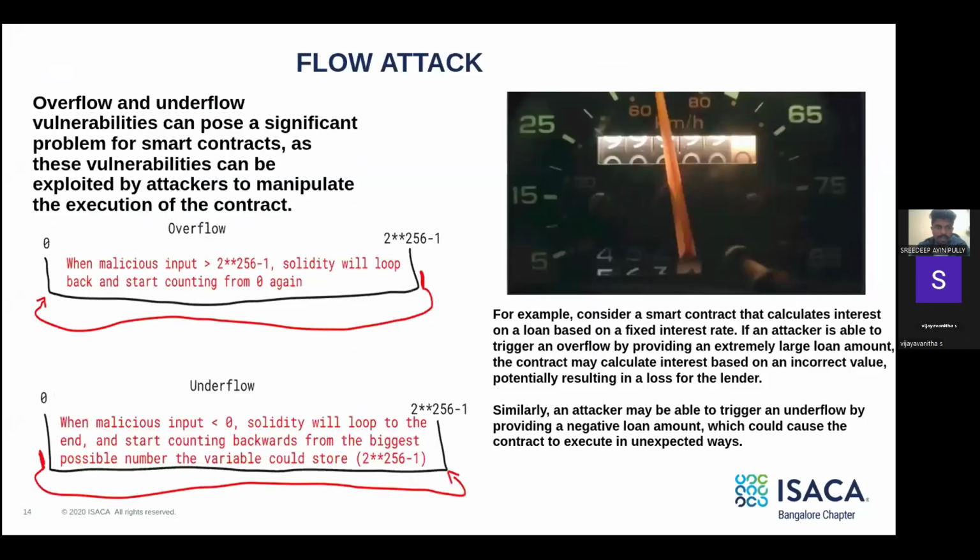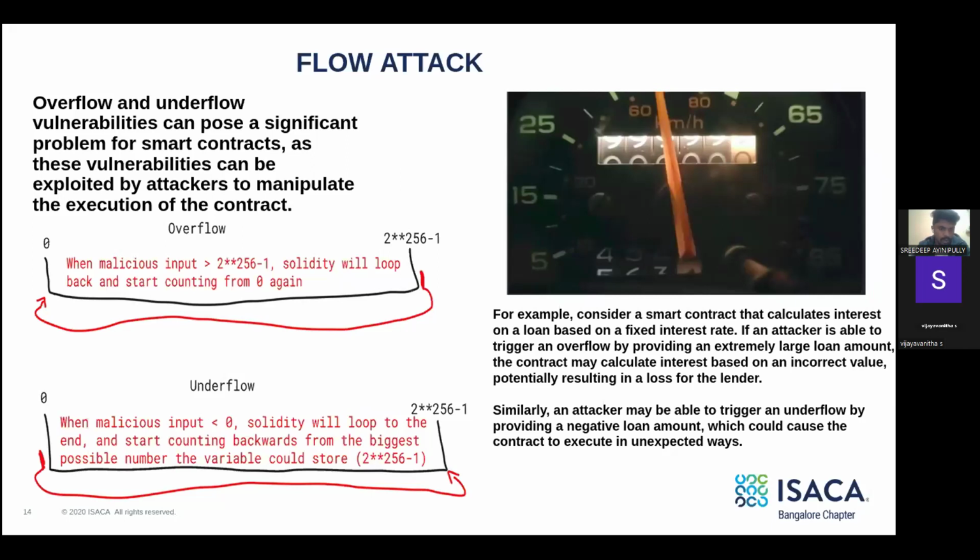We are moving to the next one, the overflow attack. See, we used to ride vehicles, right? In vehicles, if you cross 1 lakh kilometers, the odometer is going to start again from zero. That's how it is. The same problem goes for smart contracts. Since this whole thing is mathematical calculation, things could go really bad.